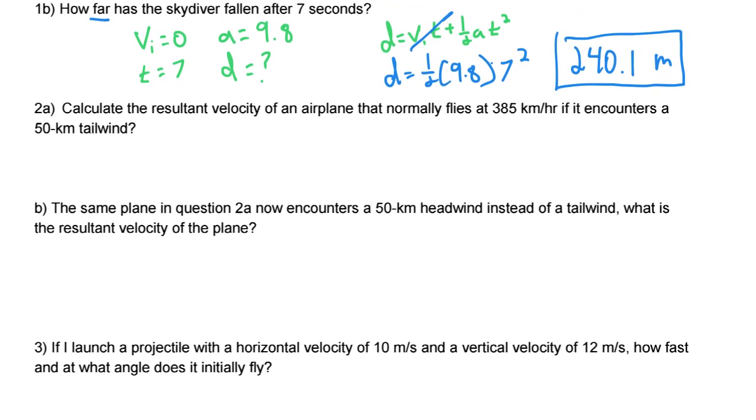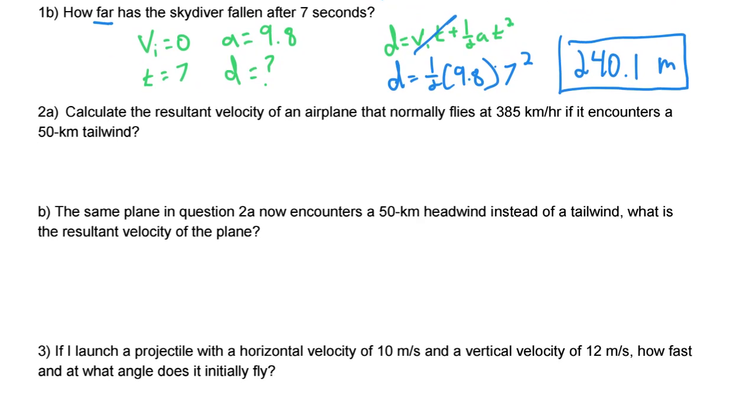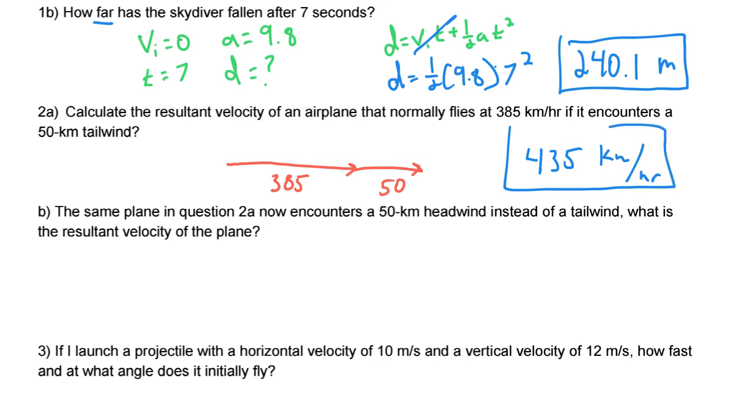Okay, calculate the resulting velocity of an airplane that normally flies 385 kilometers per hour if it encounters a 50 kilometer per hour tailwind. It's got to be kilometers per hour. So we're going 385 through the air, but the air itself is also moving 50 kilometers per hour. And it's a tailwind, so that means it's pushing from the tail of the wind, helping to push that plane along. So we'll just add these together. 385 plus 50 equals 435. So 435 kilometers per hour. And what we would say is that's our ground speed.